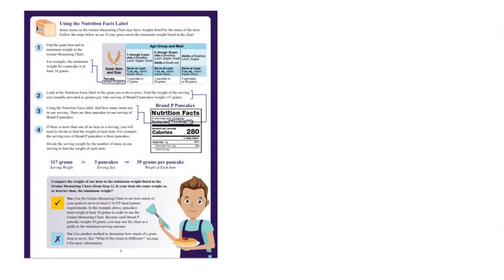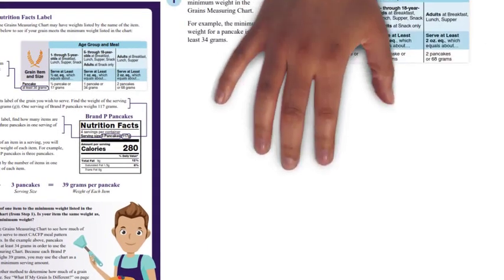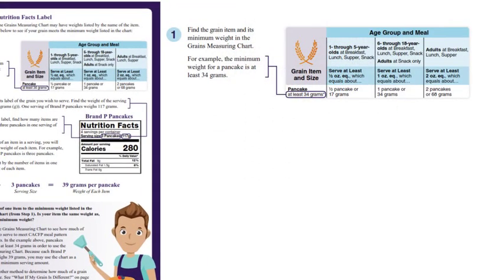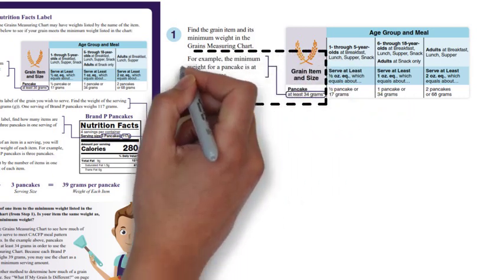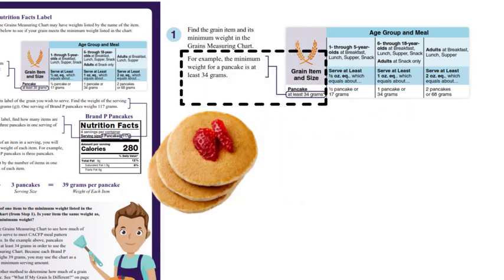The first step in page 5 is the same as the first step on page 1. Find the grain item and its minimum weight in the grains measuring chart. Note that on page 5, the example we are using here is pancakes, so we look at the row that says pancakes and find a minimum weight of at least 34 grams.